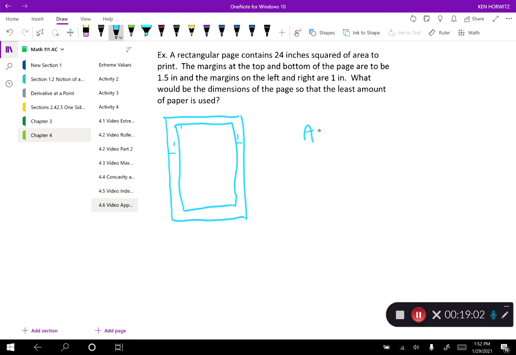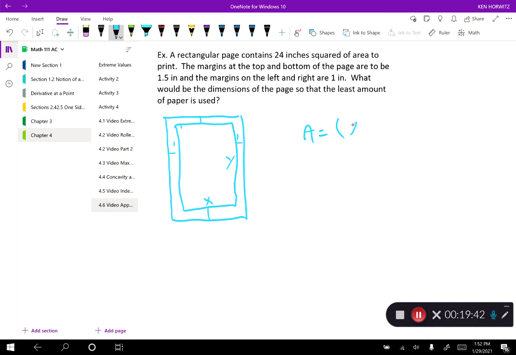So I can say area equals, right? And that's 1.5 and 1.5. So let's say this is y and this is x. So my printable area is xy. But if I wanted to do the total page, I could do this one x, and I'll do this one y, because x is horizontal, y is vertical, or something to that effect.